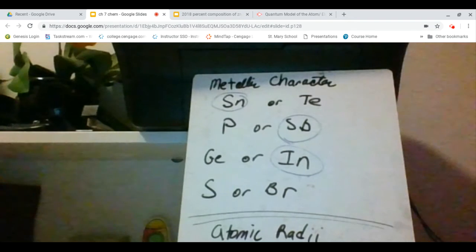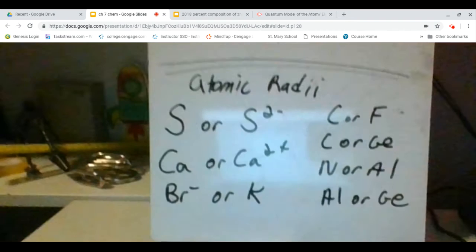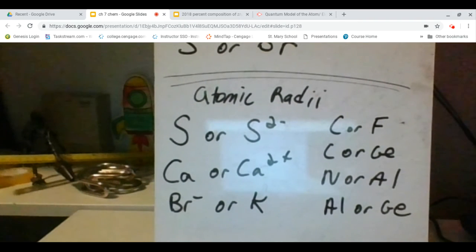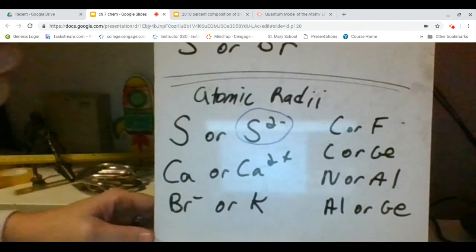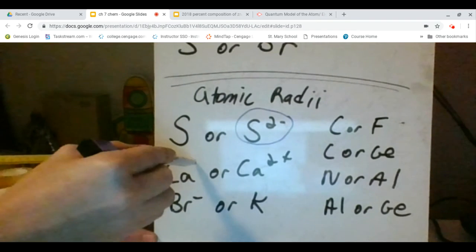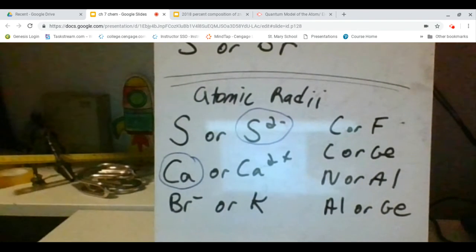Last one, let's talk about atomic size. Atomic radii. I want to just make sure I cover this. If you are an anion, typically the radius for an ion is larger because anions are larger than the parent atom from which they came. Likewise, cations are smaller because they're losing electrons.